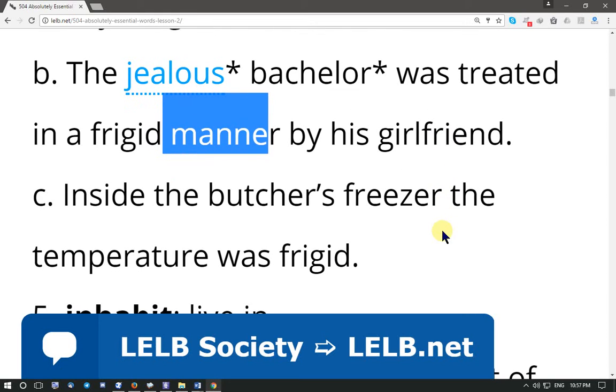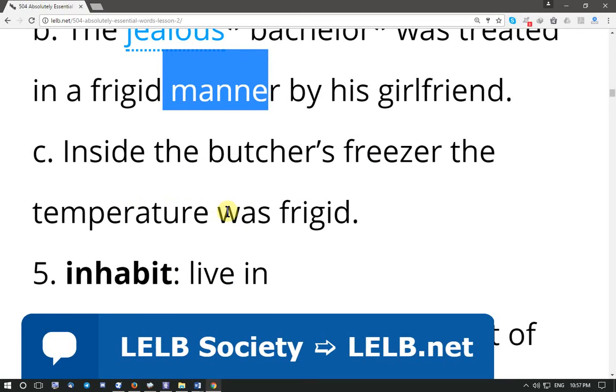Okay, sentence. Inside the butcher's freezer, the temperature was frigid. A butcher is a person who deals with the flesh of animals as meat, as a food product. And the temperature in the freezer was so cold. So it's clear inside the freezer it is freezing.